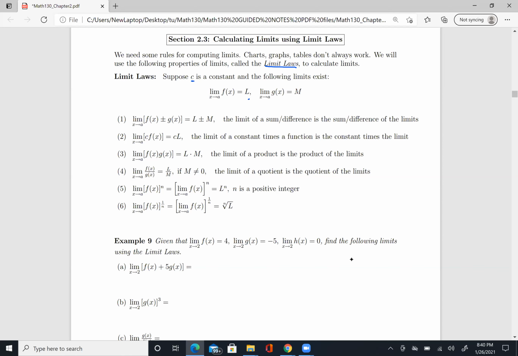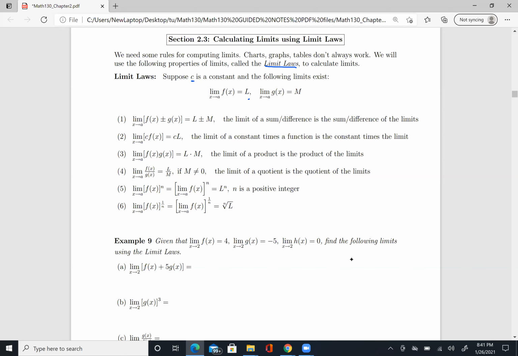Number two, the limit of c times f(x) when x goes to a equals c times L. It means the limit of a constant times a function is the constant times the limit. And number three, if you have the product of f(x) and g(x), the limit of that when x goes to a is the limit of f(x) multiplied by the limit of g(x), which is L times m.